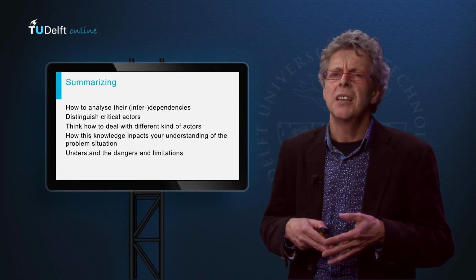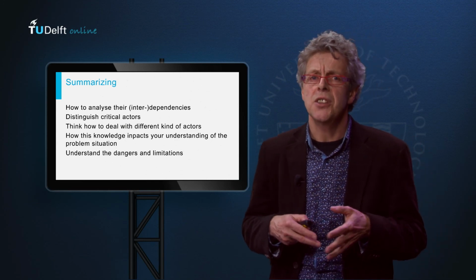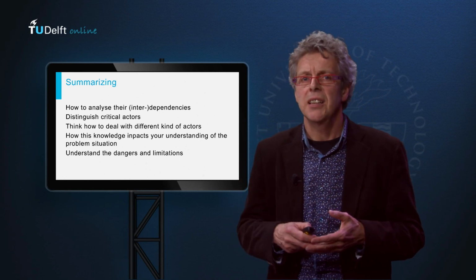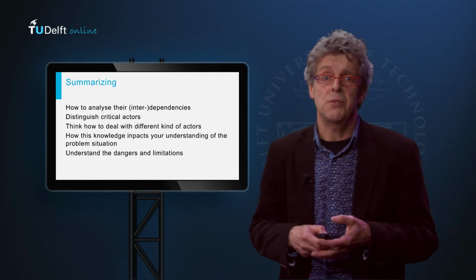And finally, we discussed the dangers and limitations of making these kind of actor network inventories, the snapshot character and the danger of self-fulfilling prophecies.